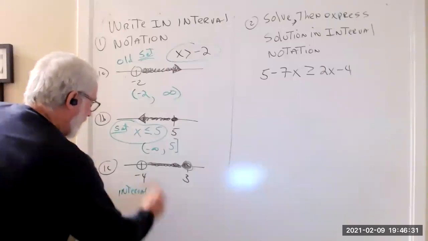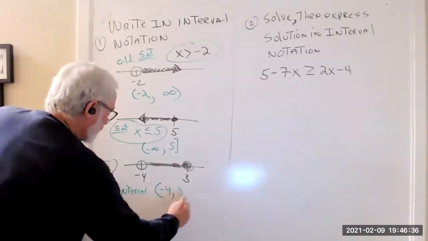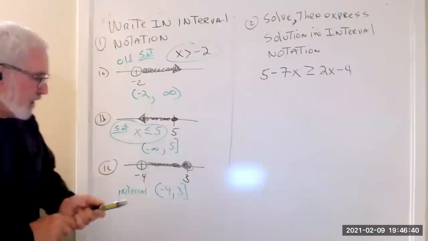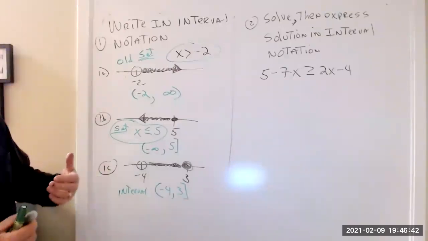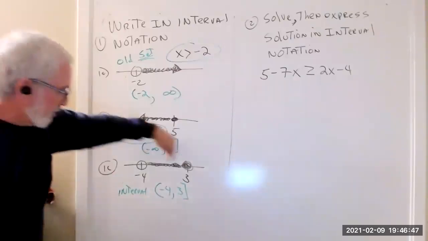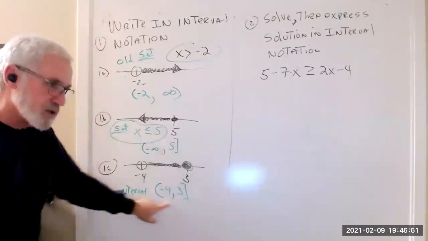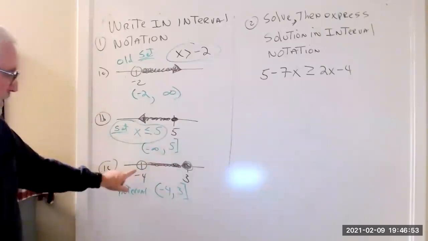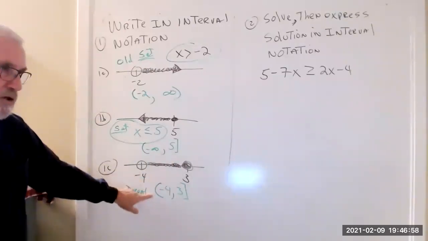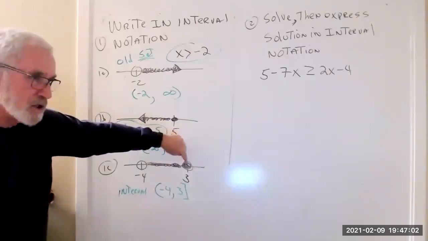Okay. This is parenthesis, -4, comma 3, bracket. Interval notation mimics exactly what we see on the number line. I see everything shaded between -4 and 3. That's exactly what that says. Again, we can't hit the -4 because of the open circle, so we use a parenthesis. We can hit the 3 because it's a closed circle, so we use the bracket.